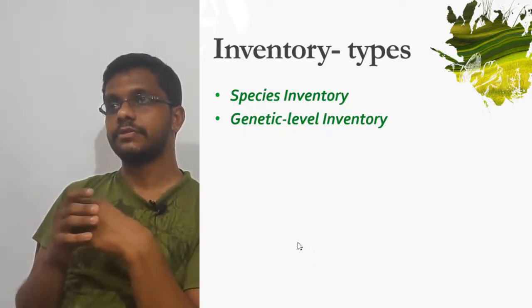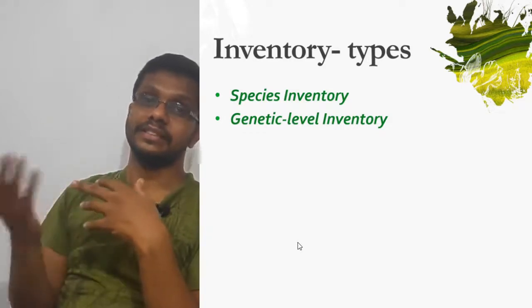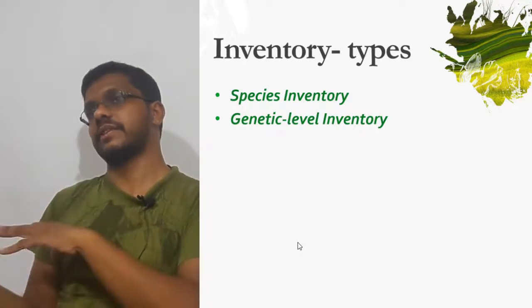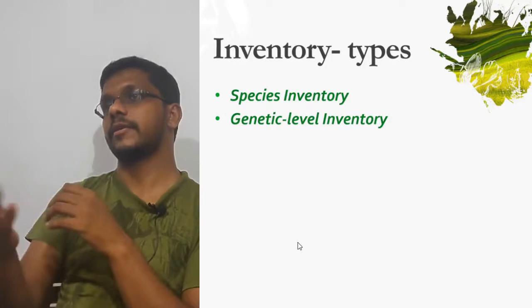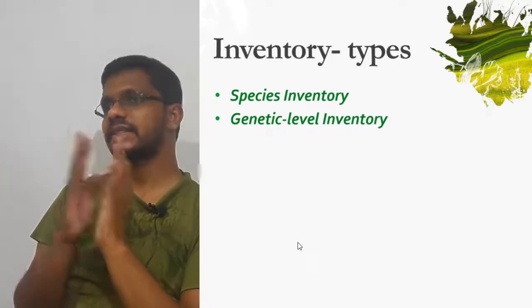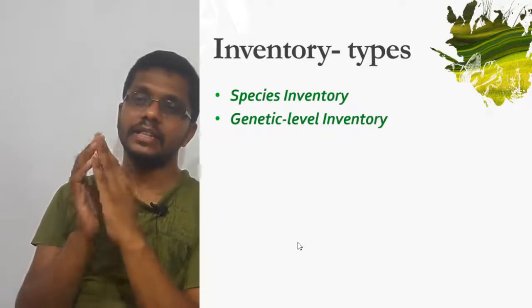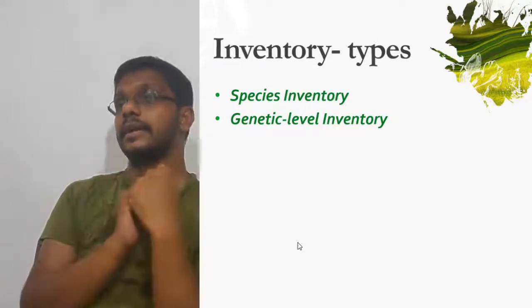But sometimes we need to find whether this particular organism is going to go extinct, what is the performance of this organism, how the conservation efforts are, is that making a difference in the abundance of the organism, things like that. If you are focusing on a single type of species, it's better to look into genetic level inventory, how diversity is becoming.